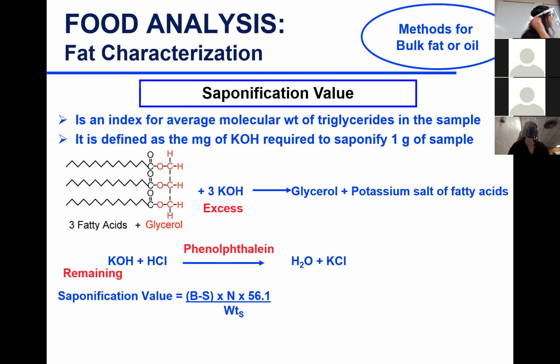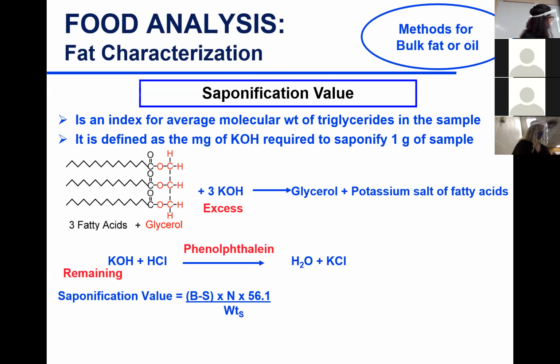How do we define it? It is defined by milligrams of KOH, or potassium hydroxide, required to saponify 1 gram of sample. Now you should know what saponification is because you've done it in the GC lab. Saponification is basically breaking down the triglycerides into fatty acids, and then they react with the salt.